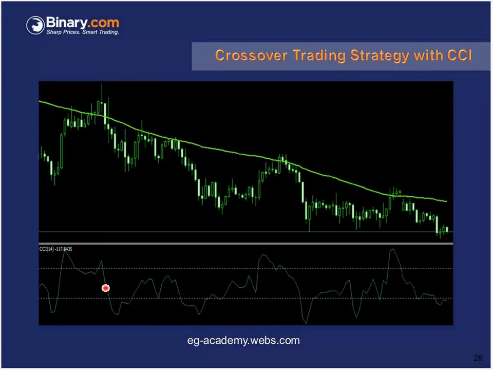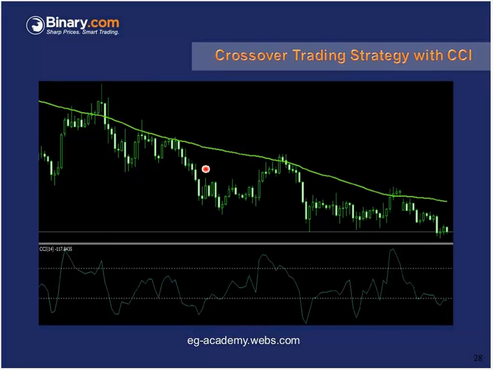Here it just touches and then closed under the line of the moving average. So we'll wait till the second candle to close. We looked at CCI within the range of 100 minus 100. So we placed a trade or unit option in the direction of the trend.